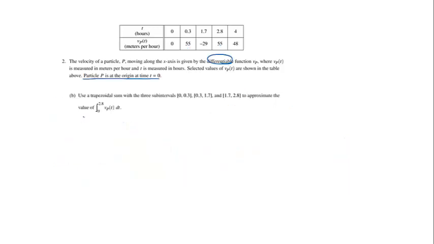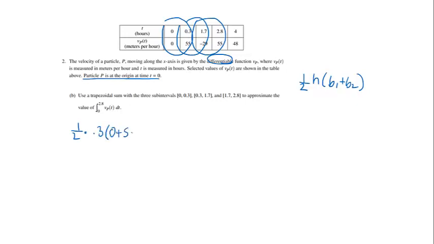All right, part B says to use a trapezoidal sum with the 3 subintervals 0 to 0.3, 0.3 to 1.7, and 1.7 to 2.8 to approximate the value of the integral from 0 to 2.8 of v sub p of t. We're going to use this interval, this interval, and this interval. Since they're not equal intervals, we cannot use the actual trapezoidal sum formula. We have to find the area of each of those trapezoids. Remember, that formula is 1/2 the height, times the sum of the bases. So the first one is going to be 1/2 times the height, the distance there, 0.3, times the sum of the bases, 0 plus 55.